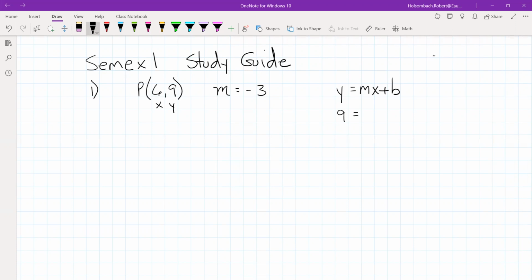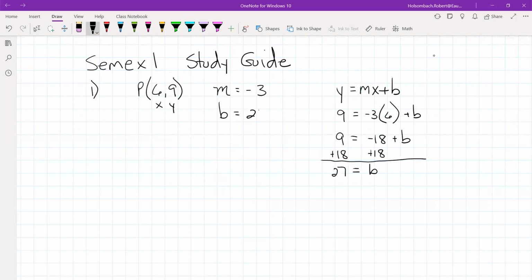We got 9 equals -3 times 6 plus b. This allows us to solve for b. So 9 is equal to -18 plus b. If we add 18 to each side, 27 is equal to our b. So if our b is equal to 27 and our m is equal to -3, we go back to this format and we write y is equal to -3 times x plus 27. There's our slope-intercept form.